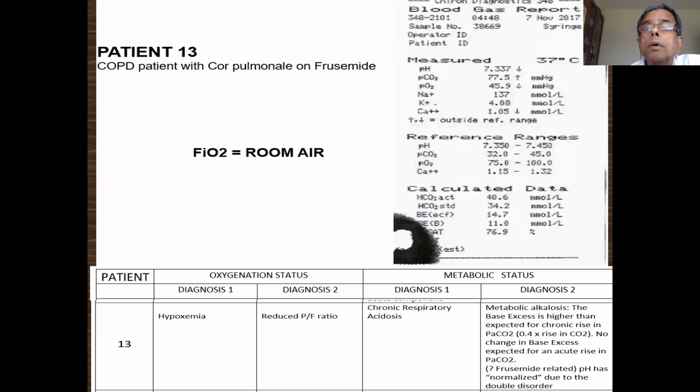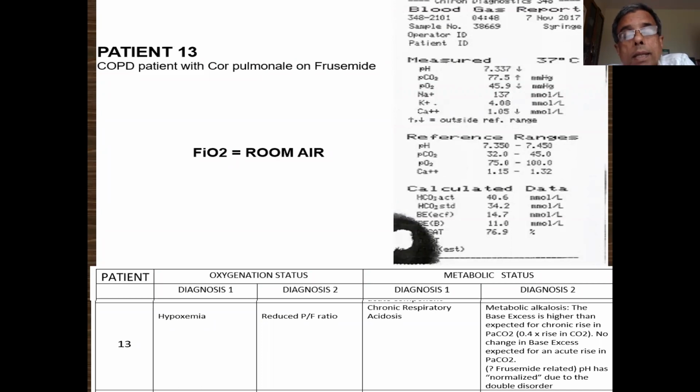Patient 13, hypoxic, 45% only oxygen, reduced PF ratio. Definitely got cor pulmonale. He's got a chronic respiratory acidosis. You look at his base excess, it's highly positive. On top of that, his base excess is higher than you expect for that carbon dioxide rise. So he's got a metabolic alkalosis on top.